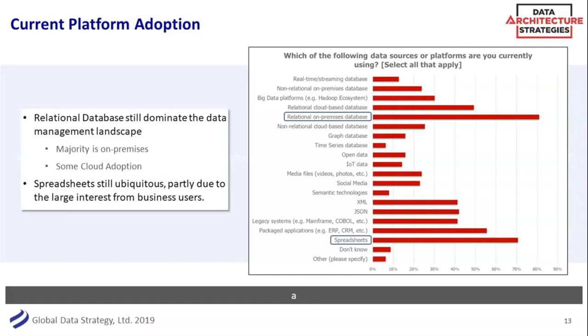The other one that continues to spike is the relational database. It was true the past few years we've done this. And you'll see that at least today, the majority are still on-premises, but you'll see the other larger spike there is also cloud-based relational databases.